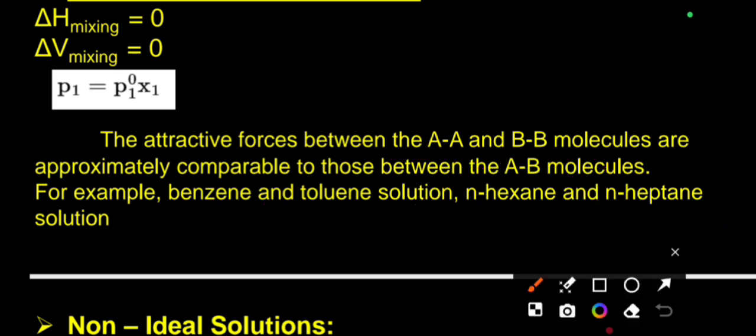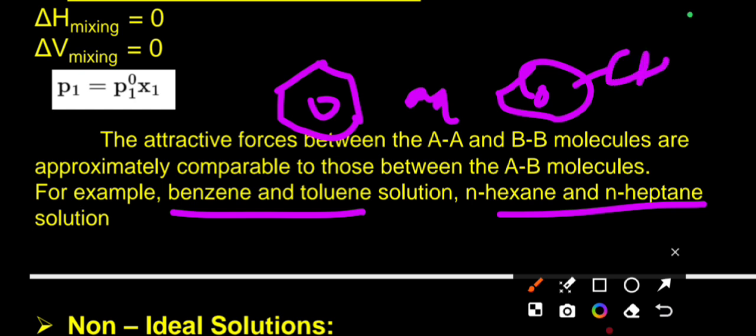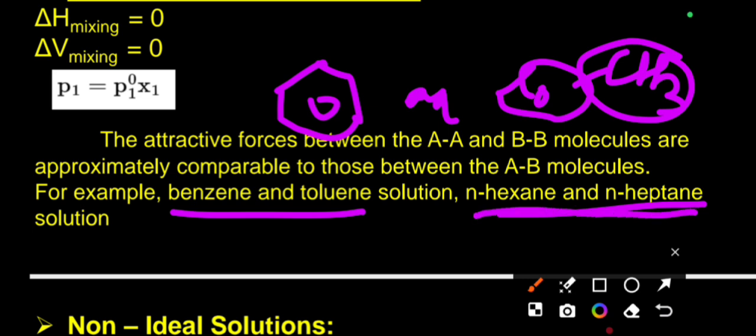So an example you have to learn, a very important example, benzene and toluene. Okay, hexane and heptane. You can see here in an ideal solution similar compounds we are taking. What is the chemical formula of benzene? It is this one, and of toluene, benzene with CH3. Only one carbon difference is there. Okay, so similar, nearly equal molecular weight we are taking in an ideal solution. In n-hexane and n-heptane, in the same way, only one carbon difference is there.